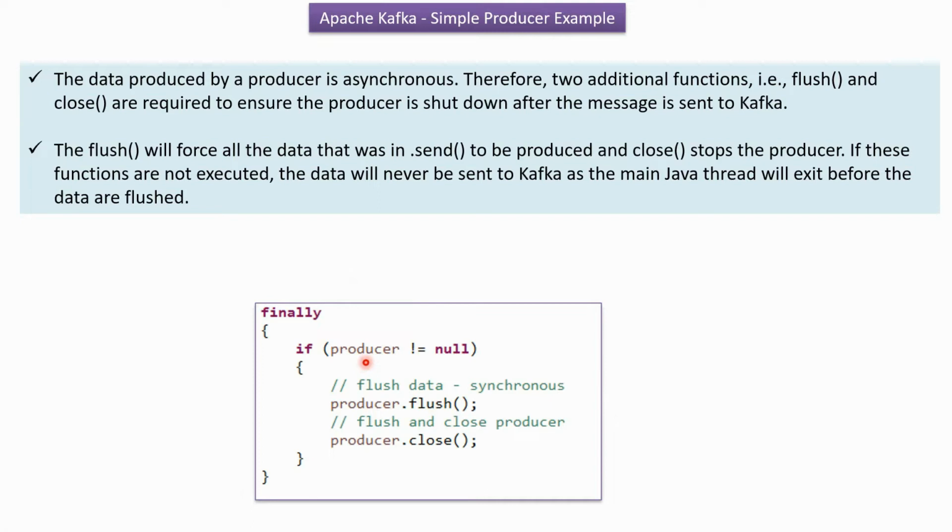The data produced by the producer is asynchronous. Therefore, we need two additional methods, which are flush and close. These methods are required to ensure the producer is shut down after the message is sent to Kafka. The flush method will force all the data that was in the send method to be produced, and the close method stops the producer. If these methods are not executed, the data will never be sent to Kafka, because the main Java thread will exit before the data is flushed.